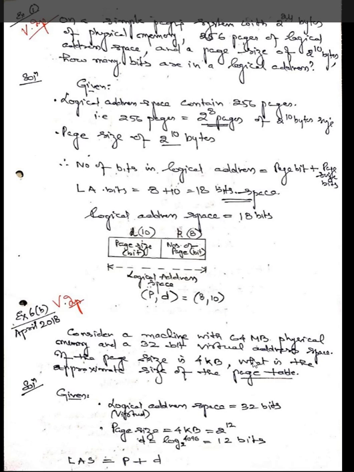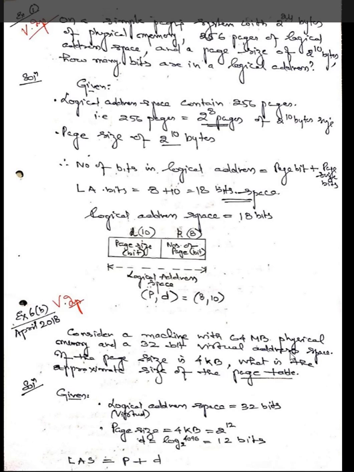Now let's see the university question papers. One exam problem: consider a machine with 64 MB memory and 32-bit virtual address space. If a page size is 4 KB, what is the approximate size of the page table? Now, in this particular case, again, just take this figure for your easy understanding. Here it is given 64 MB memory. What does 64 MB memory mean? That is the physical memory, the main memory.